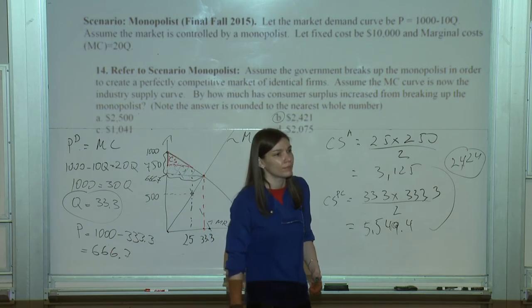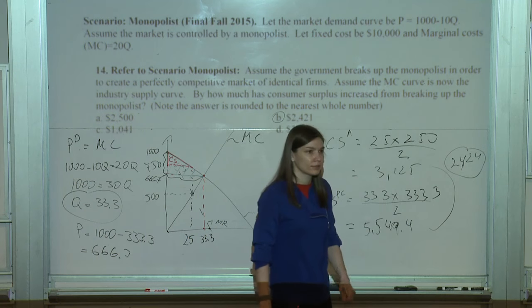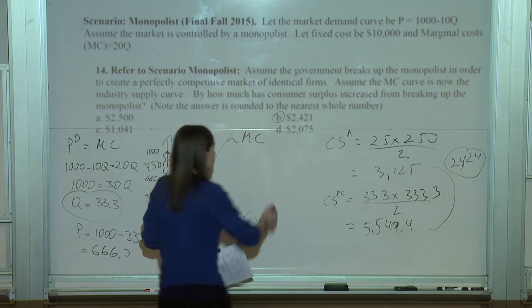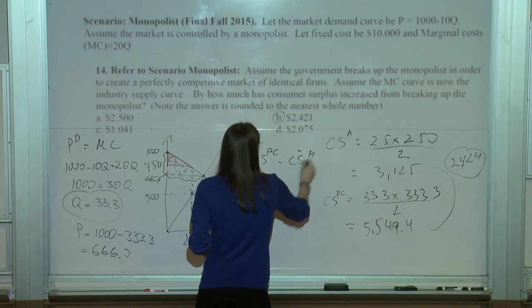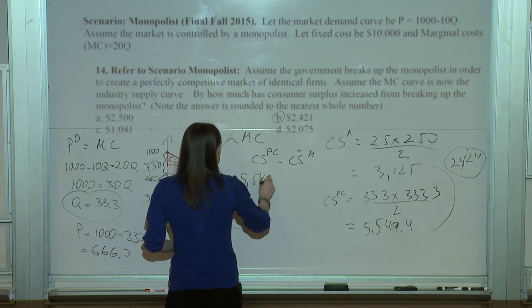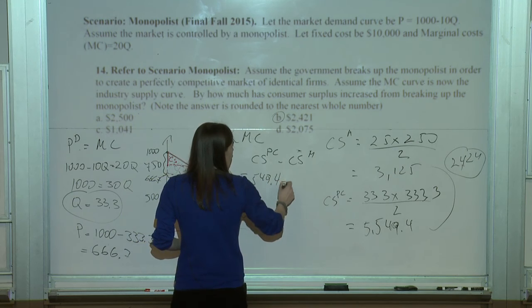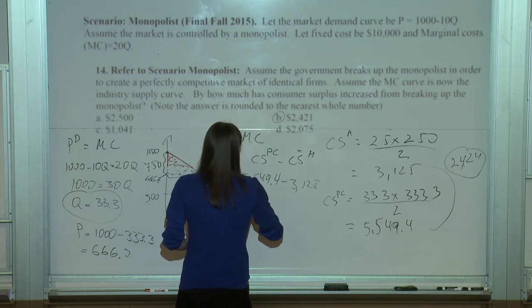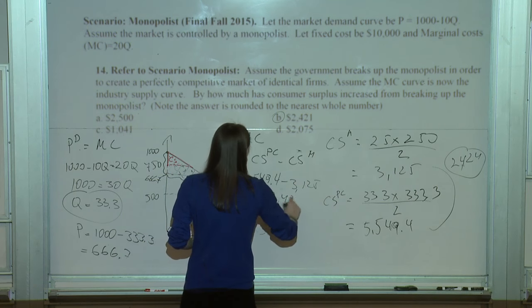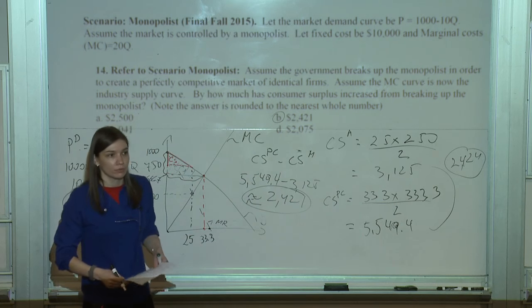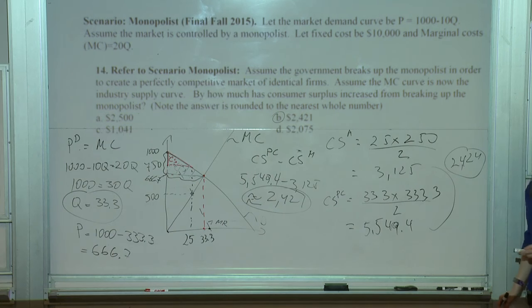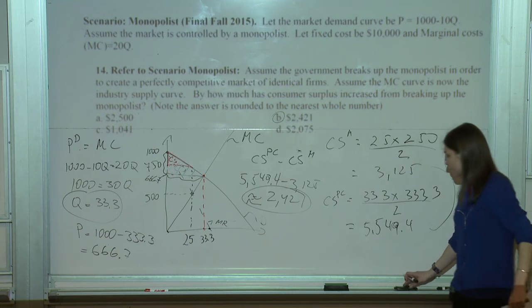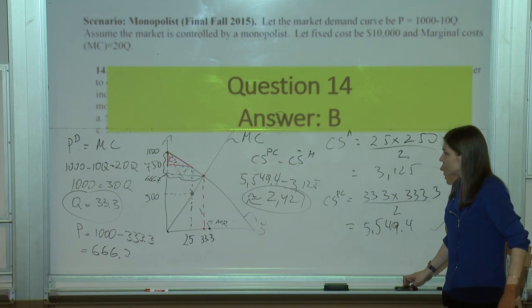The difference between that and that. The question is, what is the increase in consumer surplus? So the answer would be consumer surplus under perfect competition minus consumer surplus under monopoly, and that's 5,549.4 minus 3,125, which is approximately 2,421, depending on how much you round. All right, any questions?